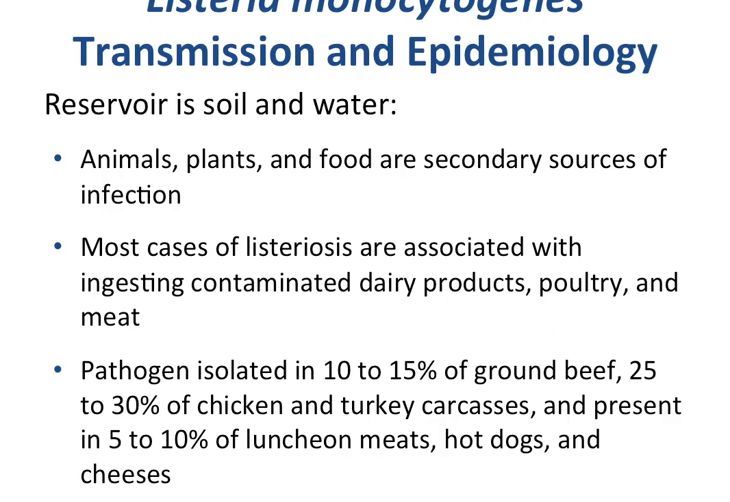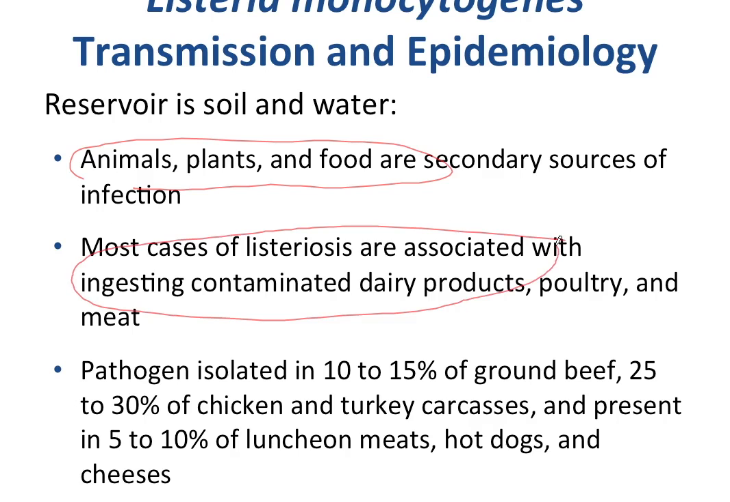So the reservoir is soil and water. That means all animals, plants, and food can be contaminated. Okay, can be contaminated. So for the patients, most of the cases actually get the transmission through contaminated food, like dairy products. Okay, the milk, okay, the poultry, the chicken meat, chicken eggs, okay.